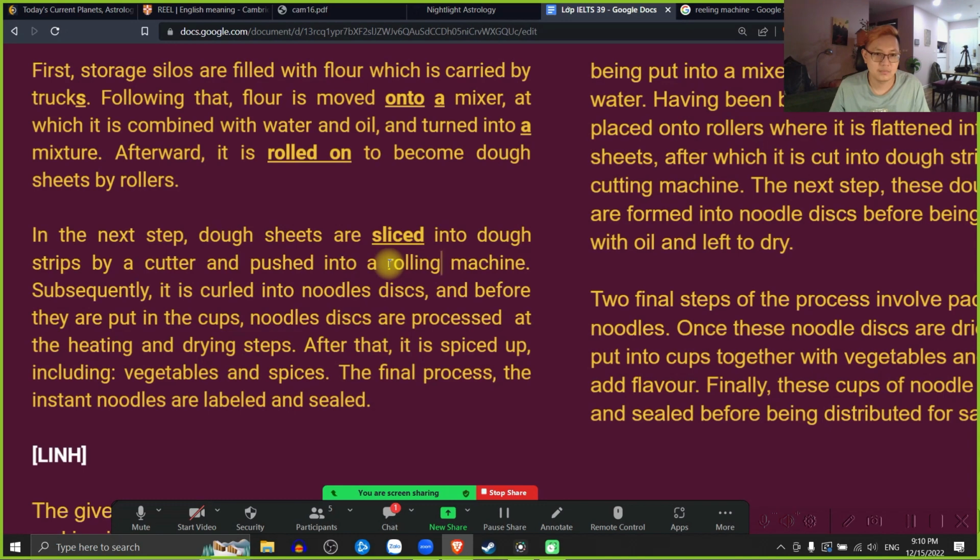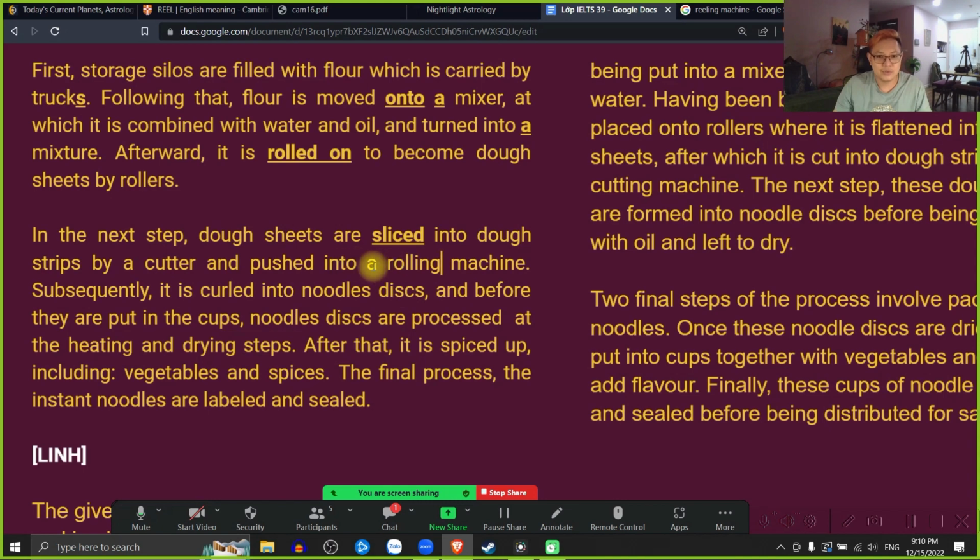Tại mình dùng chữ rolling machine thì người ta sẽ confuse lại cái máy ở trên. Tại roller với rolling machine là gần như là giống nhau, nếu mà dịch về nghĩa. It's slanted dough stripped by a cutter and push into another machine. Let's just say được push vào một cỗ máy khác, nơi mà nó được cuộn lại thành noodle disk.